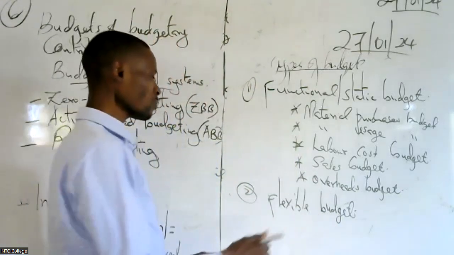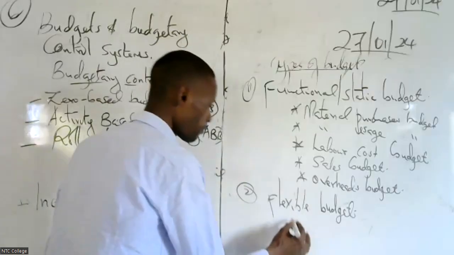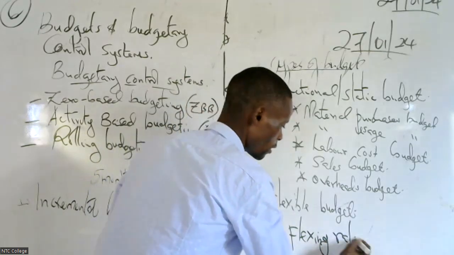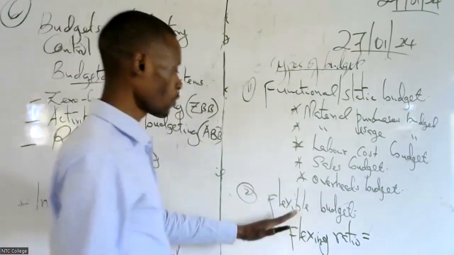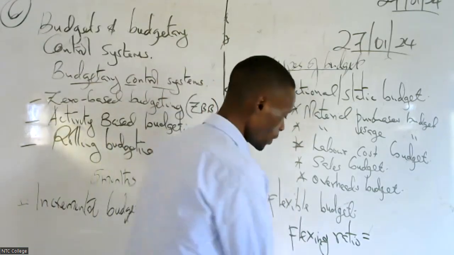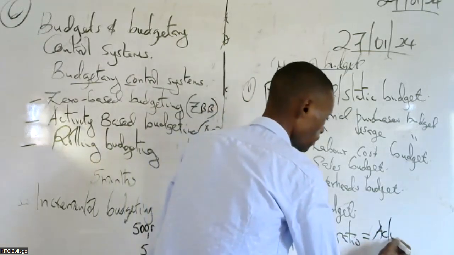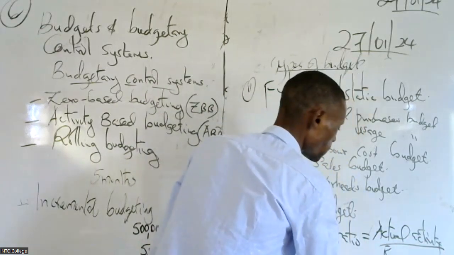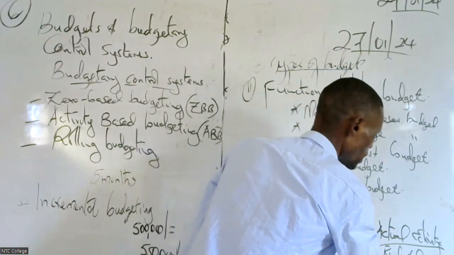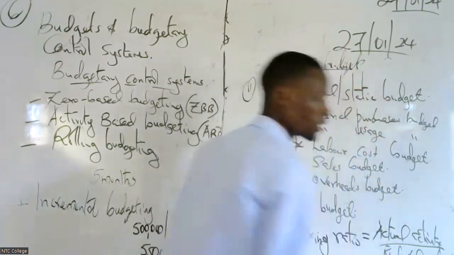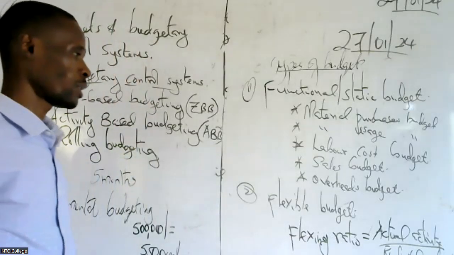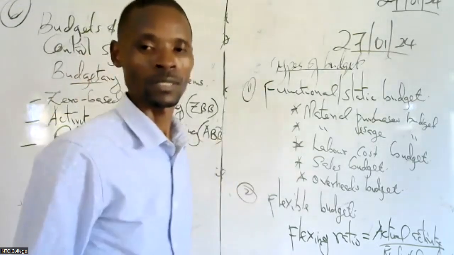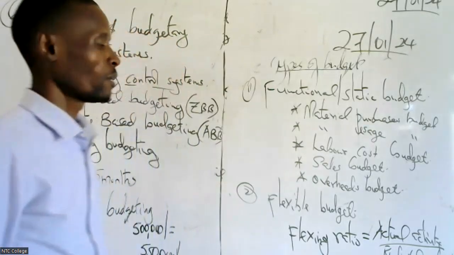And at that point, I normally have the flexing ratio. That is the formula on how you want to use to prepare flexible budgets. So here, flexing ratio, you take the actual activity divided by budgeted activity. Actual activity divided by budgeted activity. So that is the ratio that we're using to flex the variable parameters.